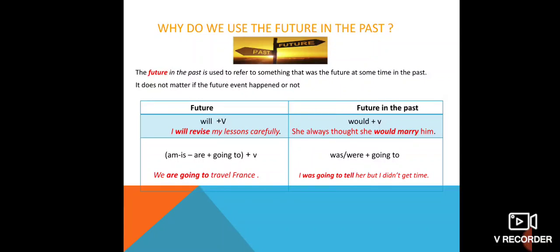Also, we can refer to the future by using the verb to be in its present form. I mean am or is or are plus going to plus the verb to refer to future plans that will happen in the future, as the shown example. We are going to travel to France. On the other side, we use was or were plus going to plus the verb to refer to past plans, like I was going to tell her, but I didn't get time.